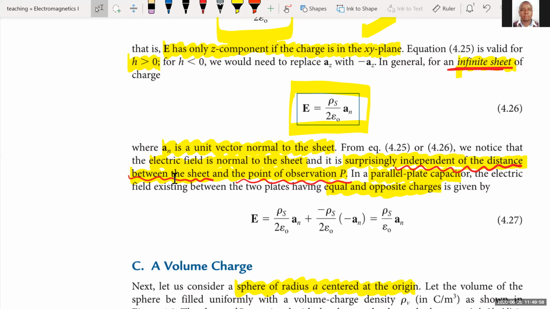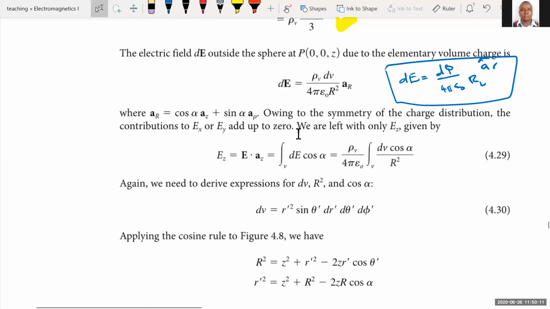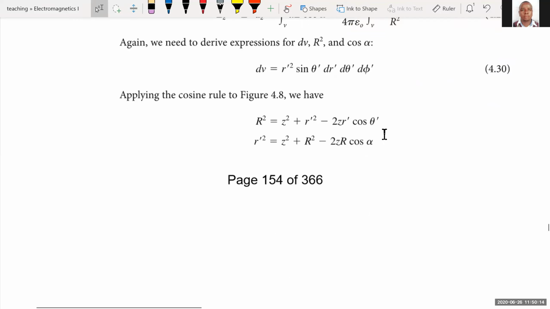So we have gone through the three continuous distributions that are very significant in terms of how you can determine the force or the electric field strength due to either. And that marks the end of the lecture.